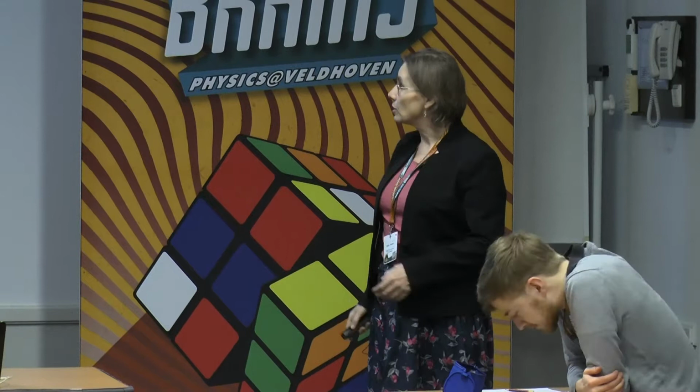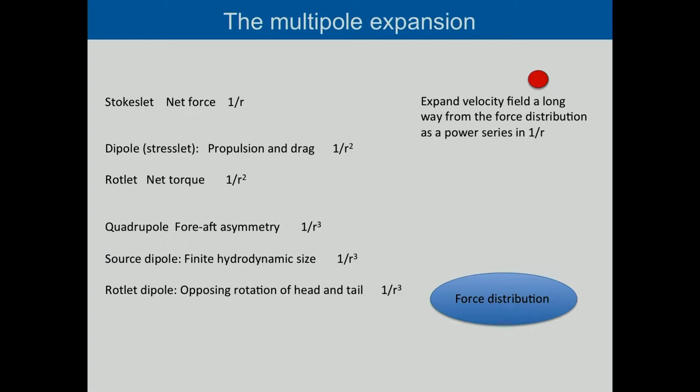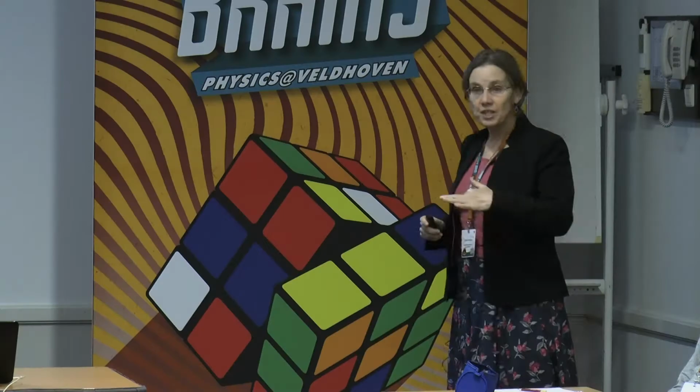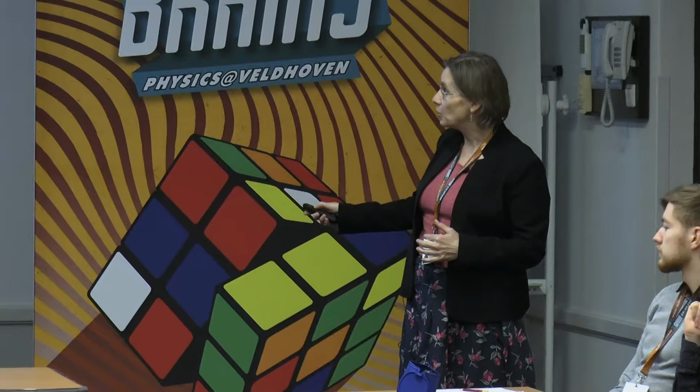It's exactly what you do in electromagnetism. So if this has a net force, then what you're going to get is that the leading term is 1 over r, and you're going to get this Stokeslet. If it doesn't, and the swimmers don't, because of this having to have equal and opposite forces, generically you'll pick up the next term down, and the next term down is this dipole term, which I've been talking about. It's also called a stresslet.